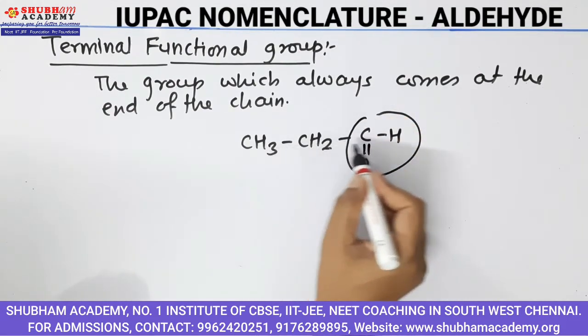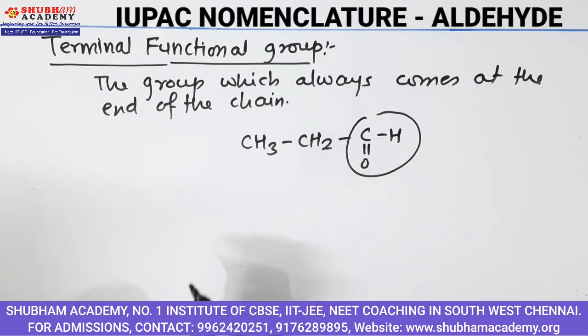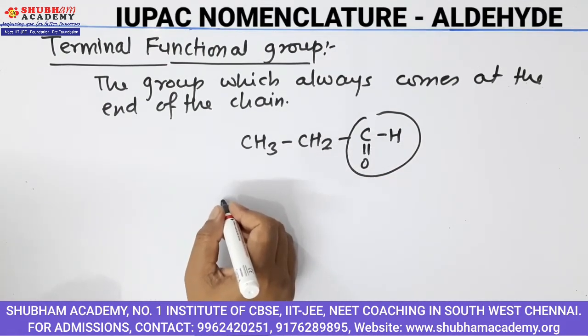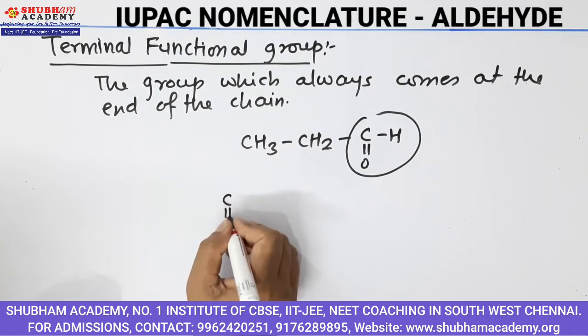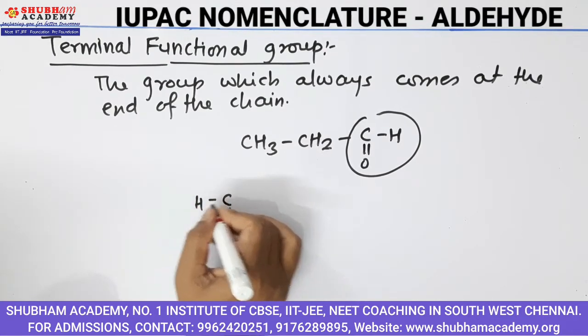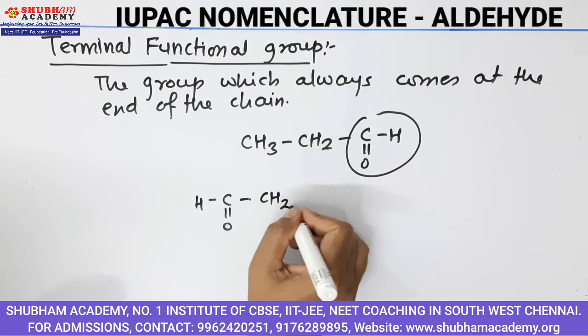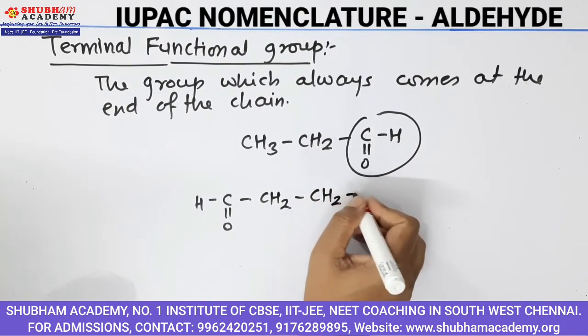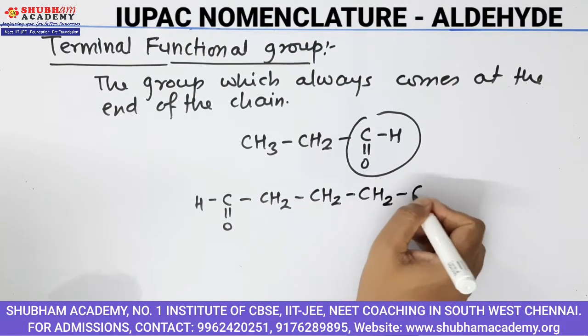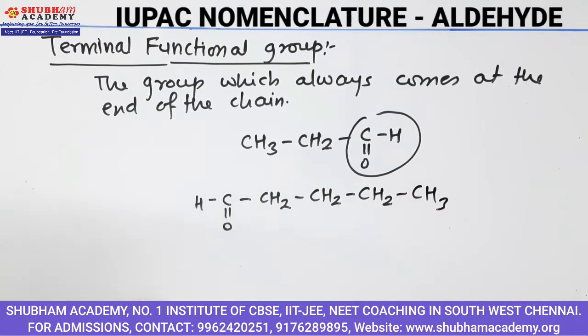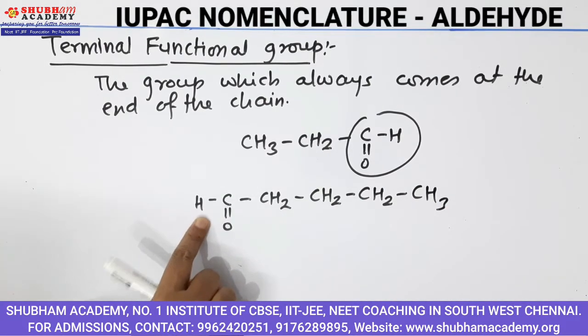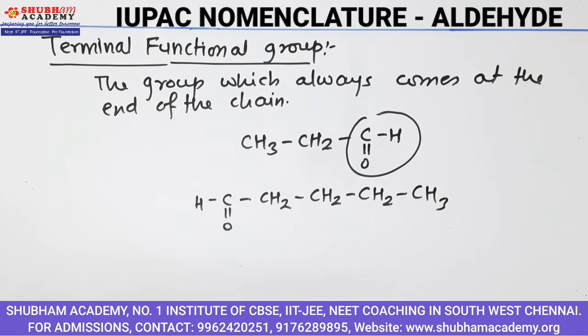You can see that it is coming always at the end. Or one more example, CHO, CH2, CH2, CH2, CH3. Again it is coming at the terminal position, right? So terminal functional groups are the groups which always come at the end of the chain, right? So aldehyde is a terminal functional group.